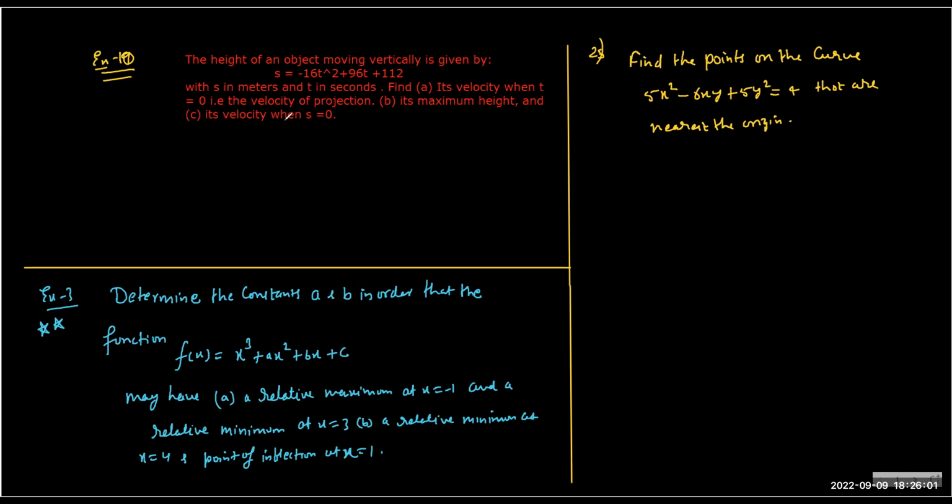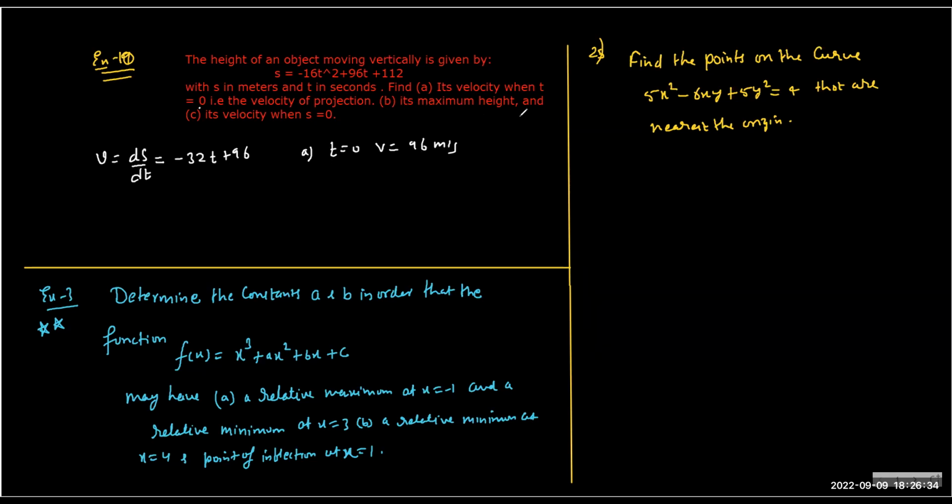So velocity is what? Rate of change of displacement, right? So if you differentiate the first, you get the velocity. If you differentiate, what will we get? Minus 32t plus 96. Excellent. And they're asking at t equals 0, the A part. So v will be how much? 96, because minus 32 into 0. So this is the first answer.